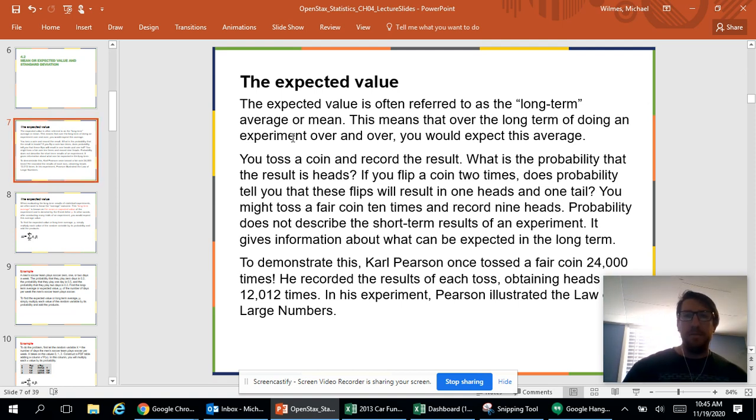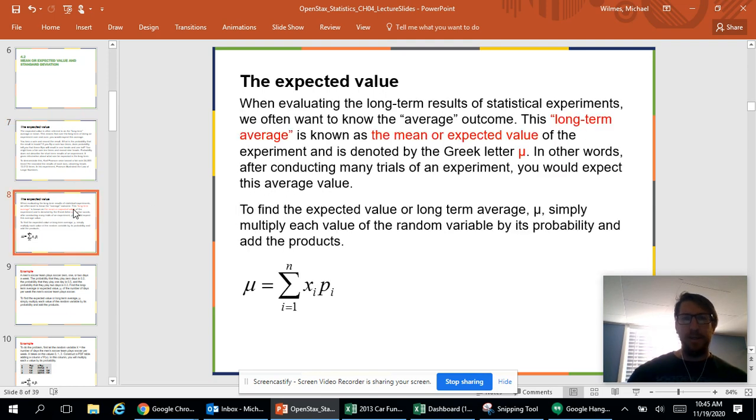So what's the probability of flipping a coin and the result being heads? We know it's 50-50, but if you do 10 flips, as we saw in our earlier demo, you might get 4 heads, 6 tails. But if you do this 24,000 times, this person ended up with right around 12,000 heads, 12,012. This is just supposed to show the law of large numbers, and hopefully you've heard about that before. We're going to use the law of large numbers to help us find the long-term results of statistical experiments.